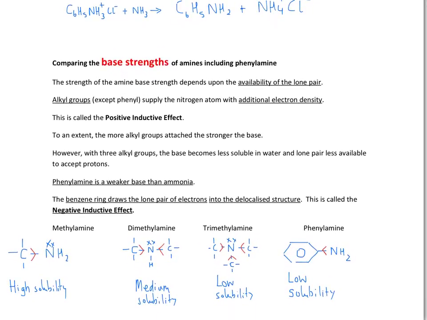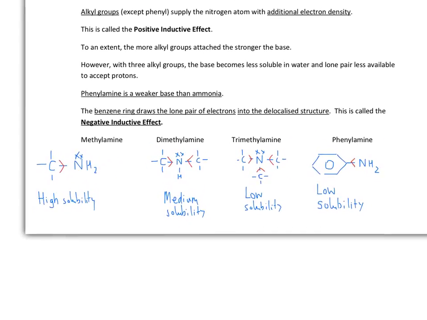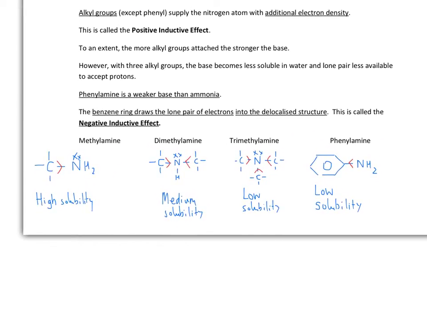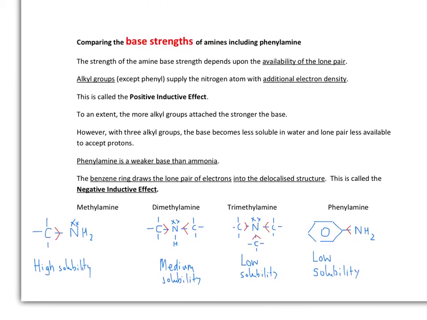Comparing the base strengths of the amines. Now you can see down the bottom, what I'm going to try and clarify to you here is that the methylamine has a different base strength to this base, and also to the phenylamine as well. And that depends on a couple of things. The first thing it depends on is the availability of the lone pair. The second thing it depends on is how many alkyl groups are attached.